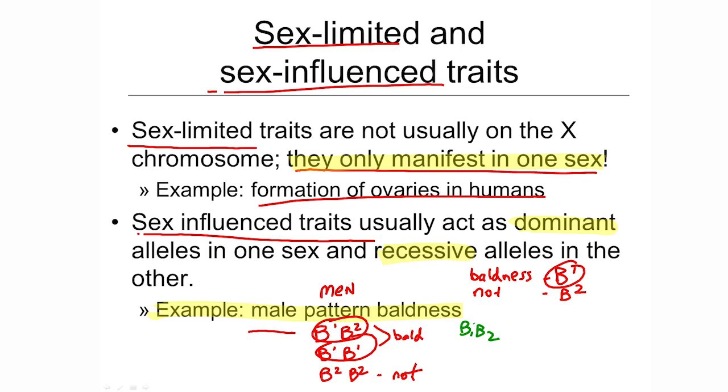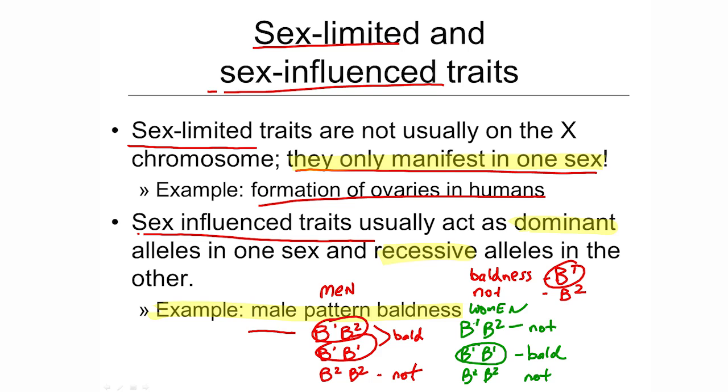What if we did the same thing for women and said there's still three possibilities? Remember, it's not on the X chromosome or anything. So you could be a heterozygote or a homozygote either way. Now, if you're a woman, the interesting thing is the B1 allele acts in a recessive fashion. So the only woman here that's going to exhibit baldness is that one, because as long as there's one B2 allele present, it's not going to happen.